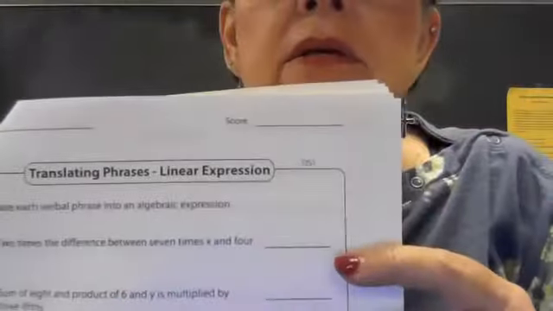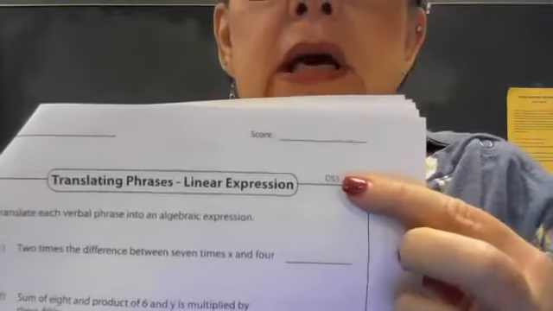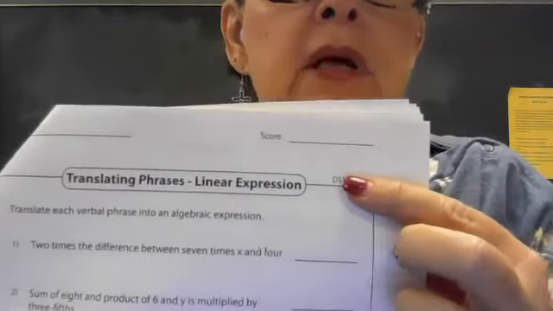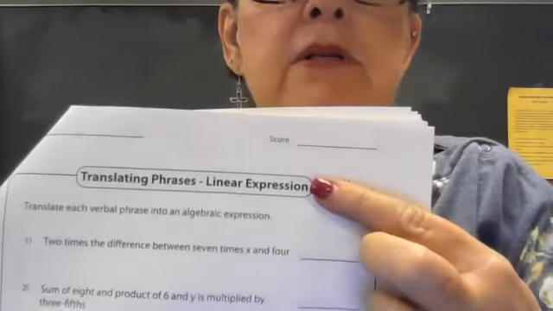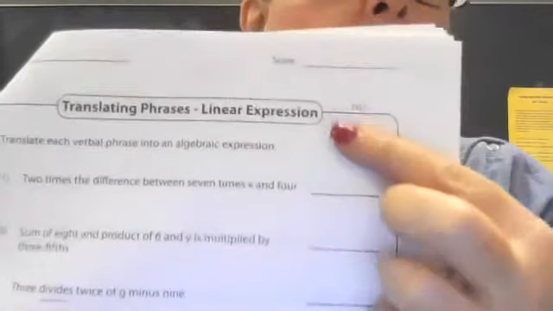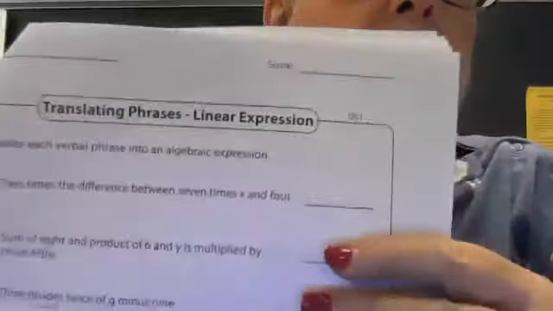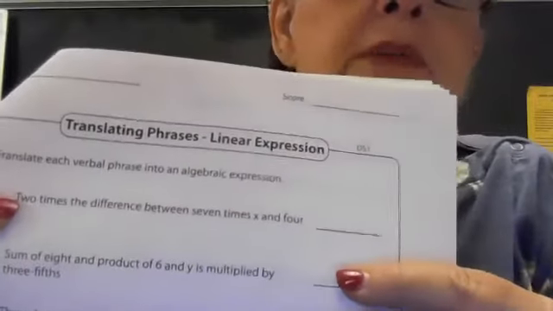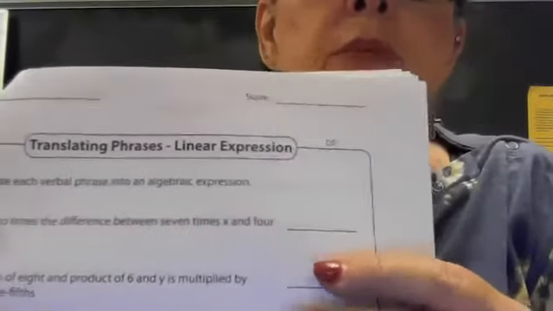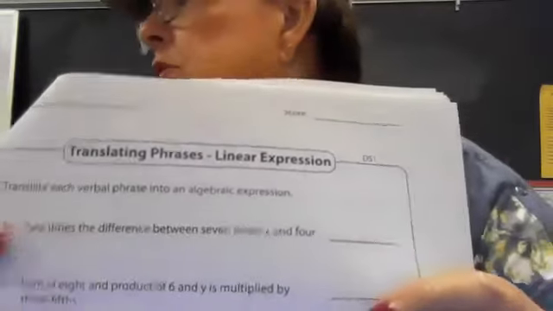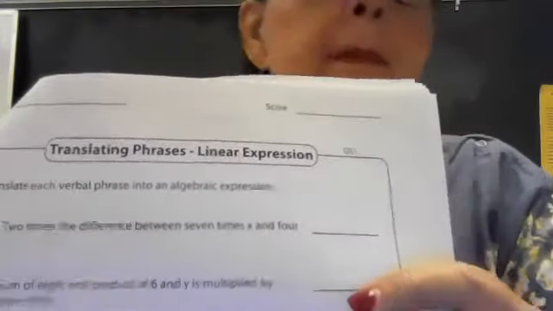It says DS1, and it's still translating phrases. Number 1 starts 2 times the difference, so you can see what page you're on. DS1, did you find it, Rachel? Okay. And those of you that numbered it again, this is page 9. We're going to do number 1 first.